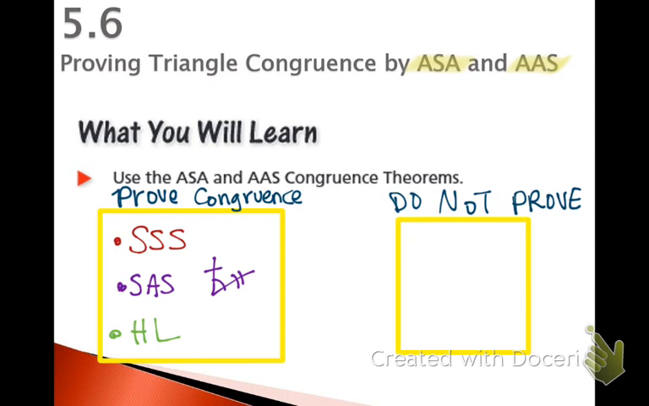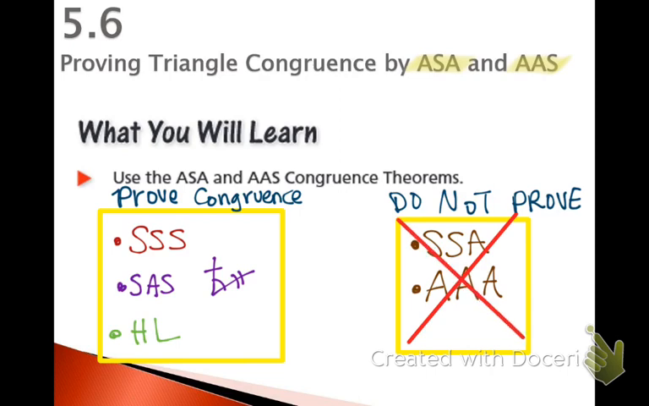So what two theorems do not prove triangle congruence? What was the one I told you explicitly? Angle, side, side, which I'm going to write side, side, angle. Here's the other one, angle, angle, angle. They do not exist. They do not prove triangles are congruent. And I will show you why.